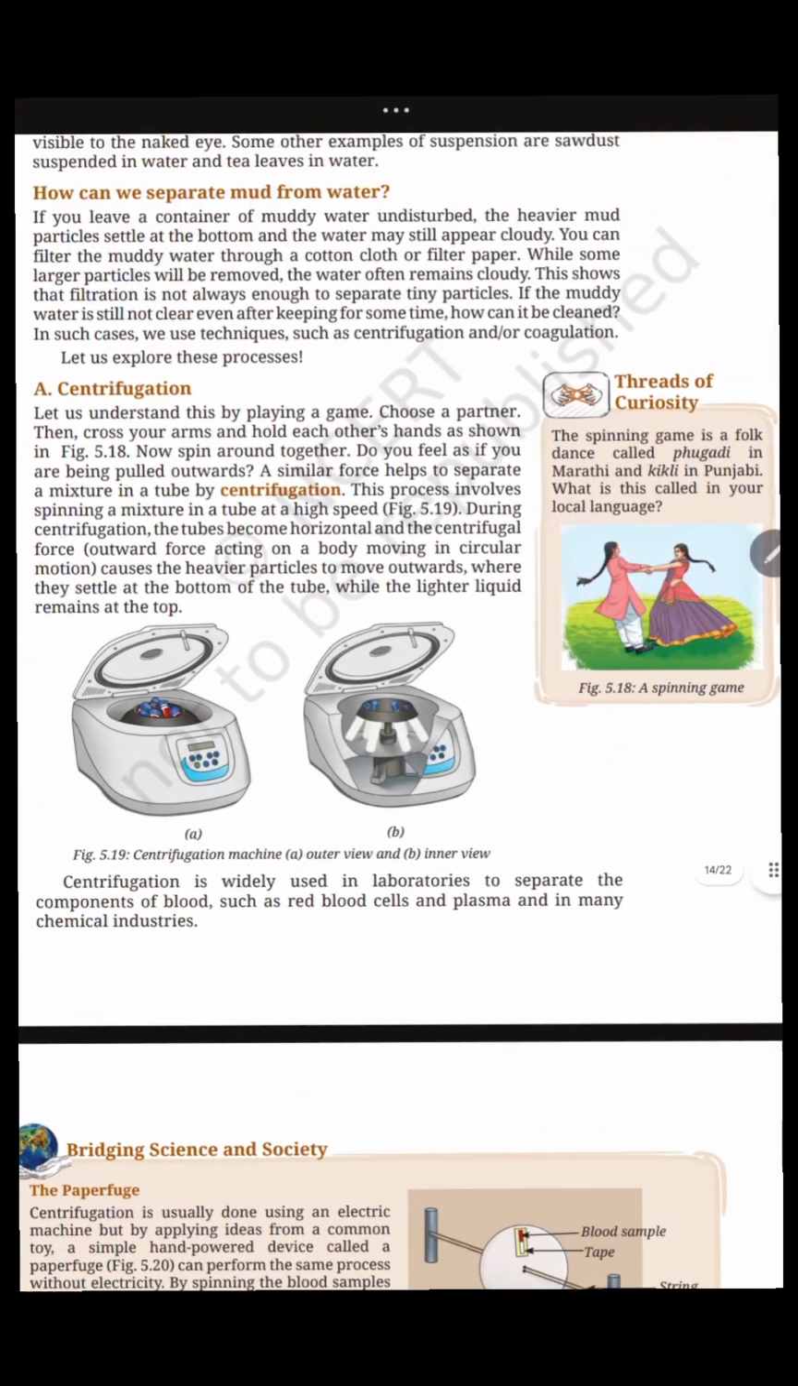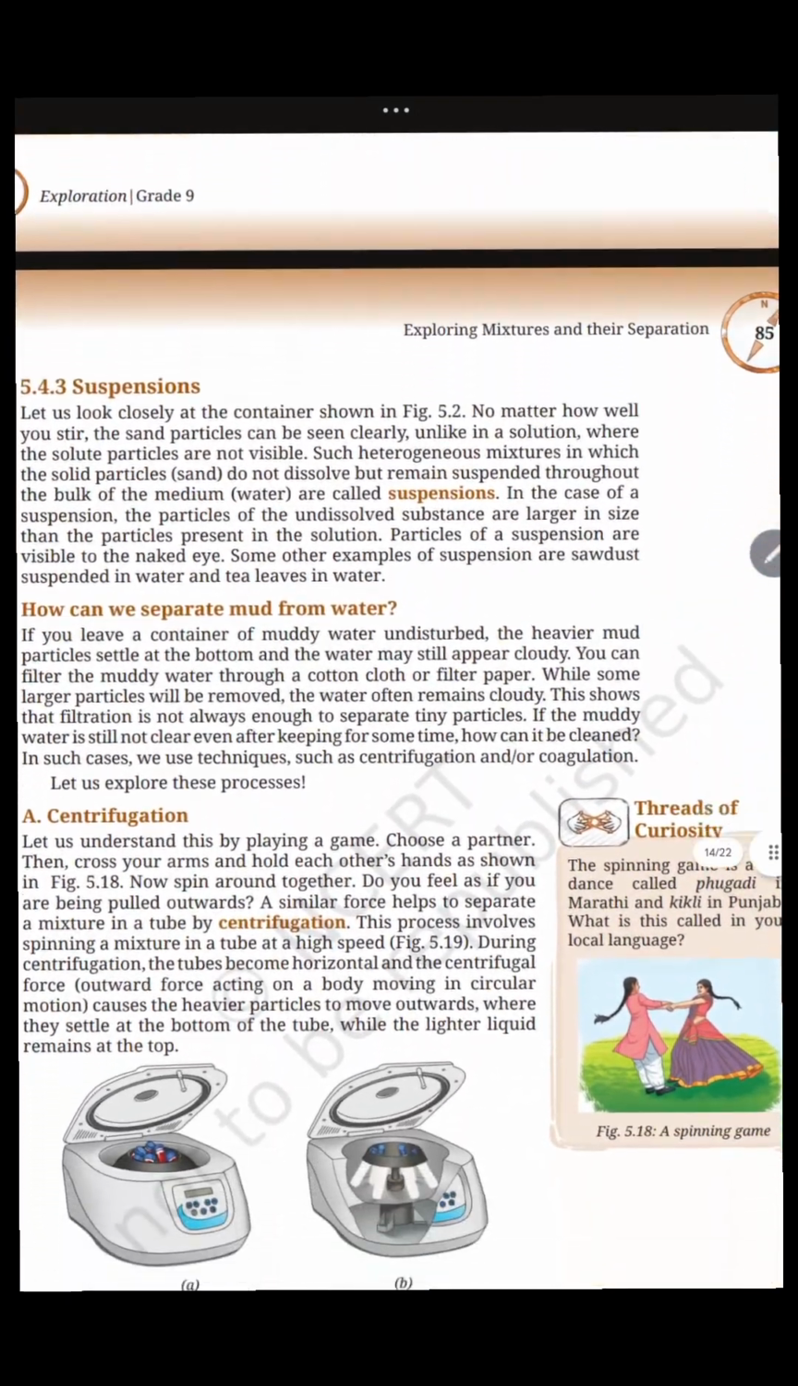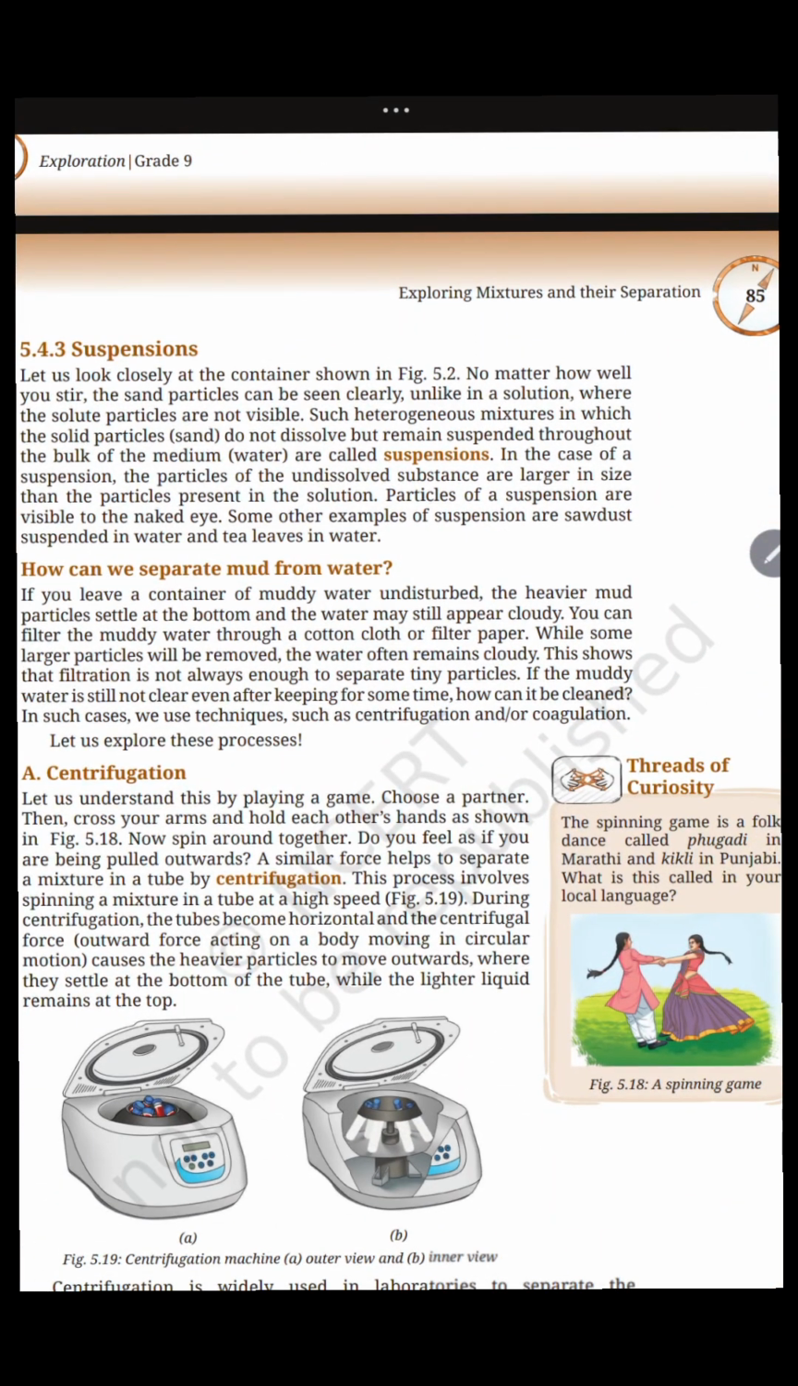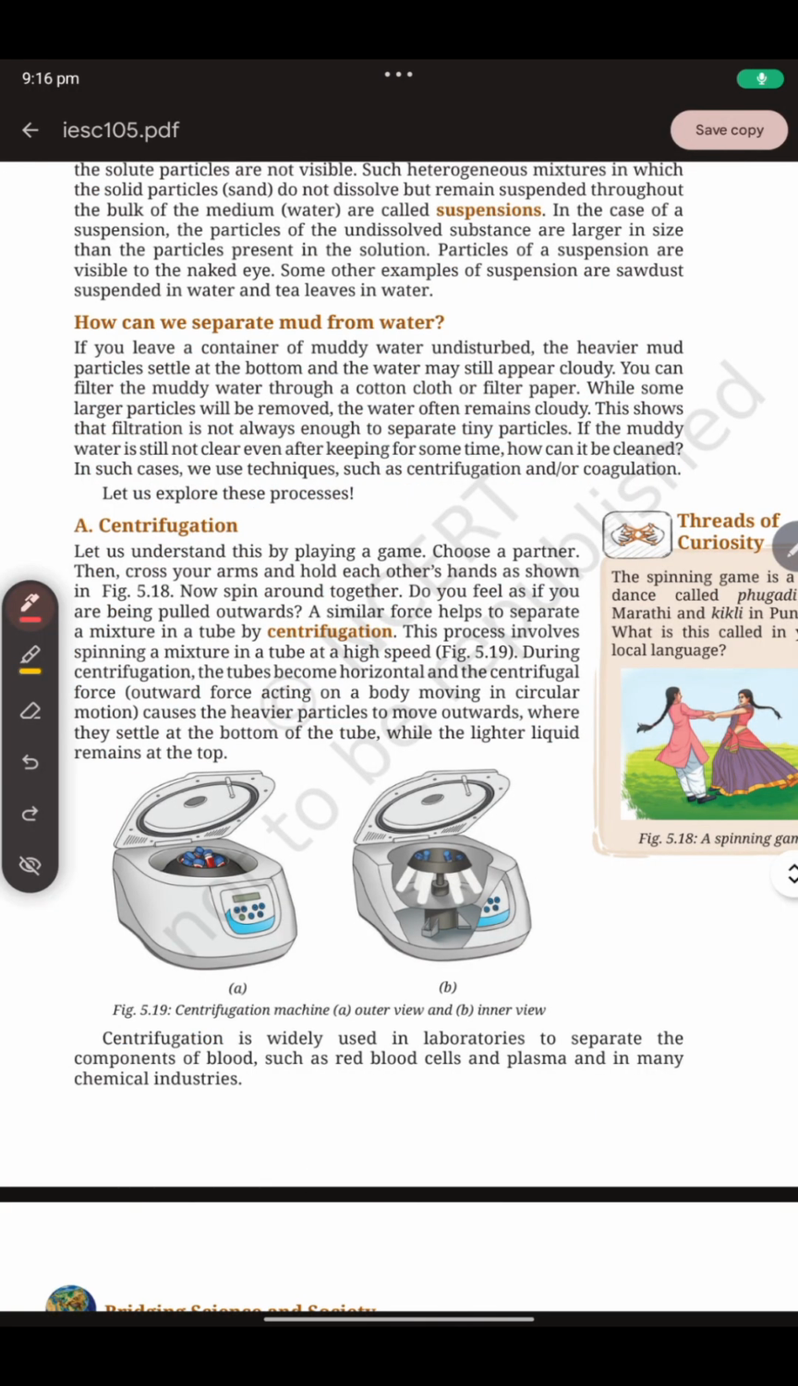Let me go back to that topic over here. Yes, so you cannot separate mud and water in that manner. So for that, what will you do? You cannot use filtration. See over here, this shows that filtration is not always enough to separate tiny particles.